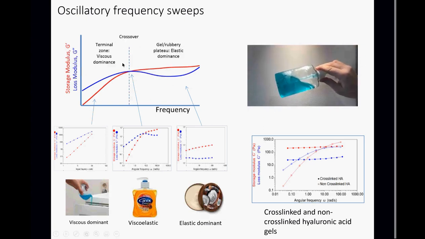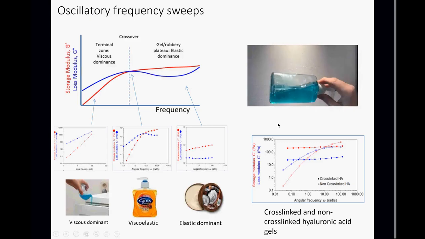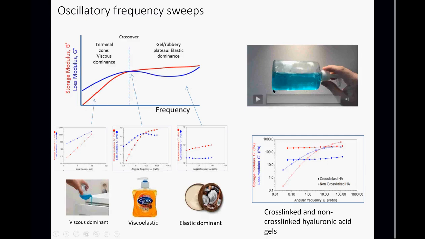And then what we can see here in this particular plot is a very typical example of what we would get if we measured something like this liquid soap. So it flows like honey, but it wobbles like jello. If we think about that in terms of frequency, at low frequencies the loss modulus dominates over the storage modulus, so it's more liquid than solid, flows more like honey, less like jello.